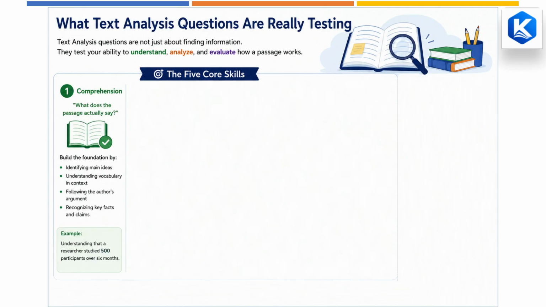For example, if a passage says, the researcher collected data from 500 participants over 6 months. Strong comprehension means you understand exactly what happened. You know who collected the data, how many people participated, and how long the research lasted. This basic understanding creates the foundation for every other skill.